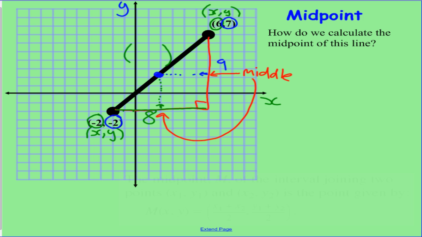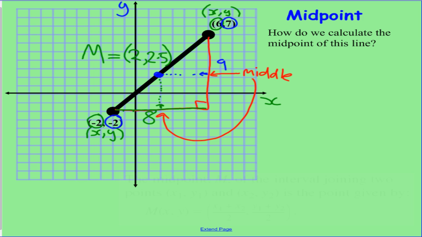Now, as I said, midpoints have their own coordinates, so we need to know the coordinate of that line. If we've gone from -2 across 4, that means we would be at 2. And if we have gone from -2 up 4.5, that means we're at 2.5. So the midpoint of that line, which we represent by a capital M, is (2, 2.5).